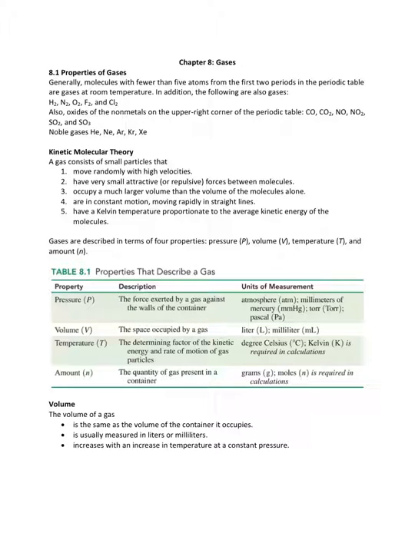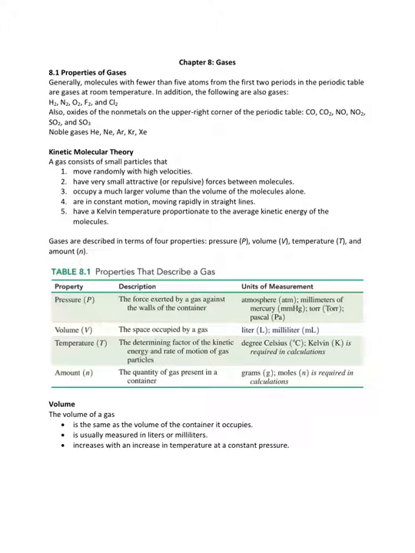Also, oxides of the nonmetals on the upper right corner of the periodic table, such as carbon monoxide, carbon dioxide, nitrogen oxide, nitrogen dioxide, sulfur dioxide, and sulfur trioxide. And then finally, the noble gases: helium, neon, argon, krypton, and xenon. So those are the types of gases that we're going to be dealing with this chapter. Now let's talk a little bit about kinetic molecular theory.